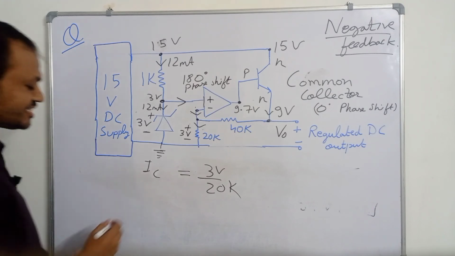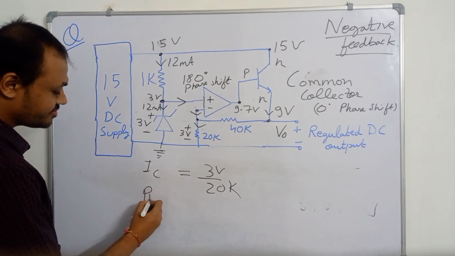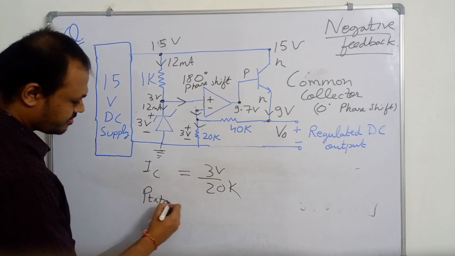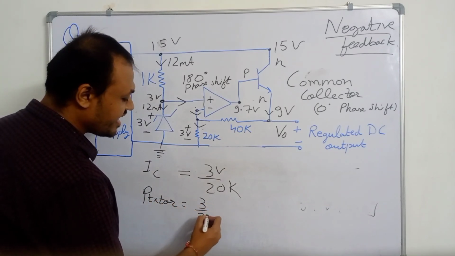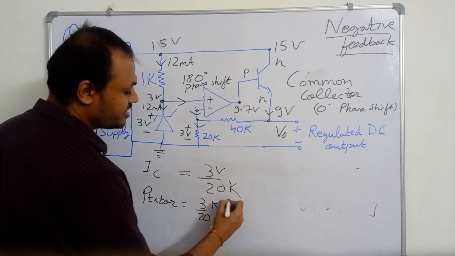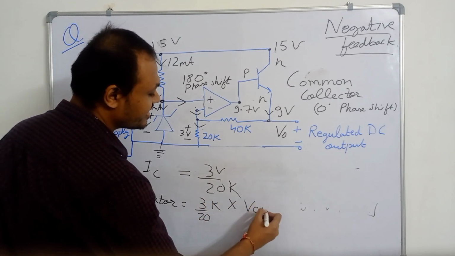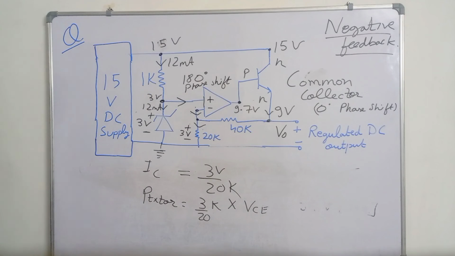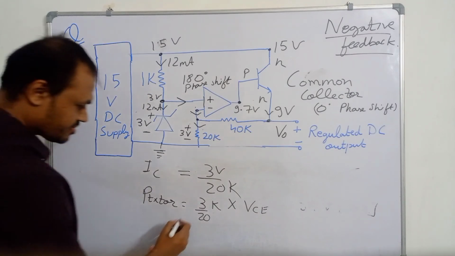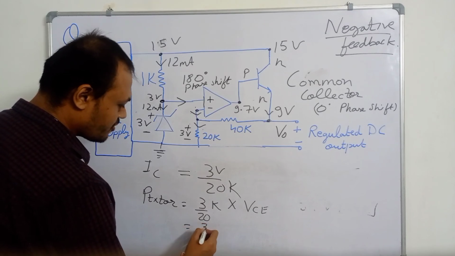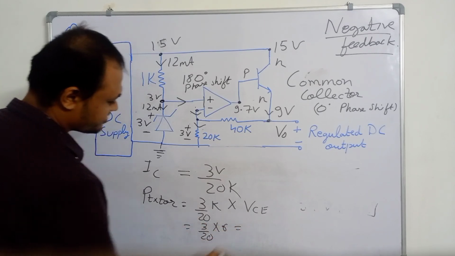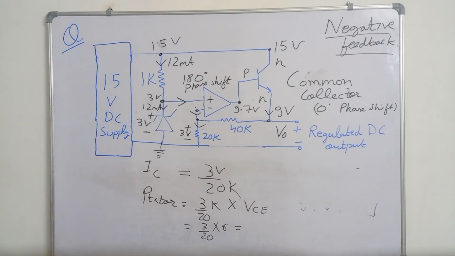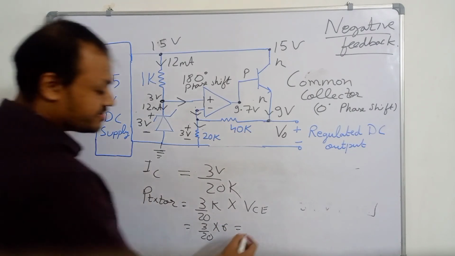So the power dissipation of the transistor is equal to 3 upon 20k, which is your collector current, multiplied by the collector to ammeter voltage. So this is equal to 3 upon 20 into 6. So this will be equal to 0.9 milliwatt.